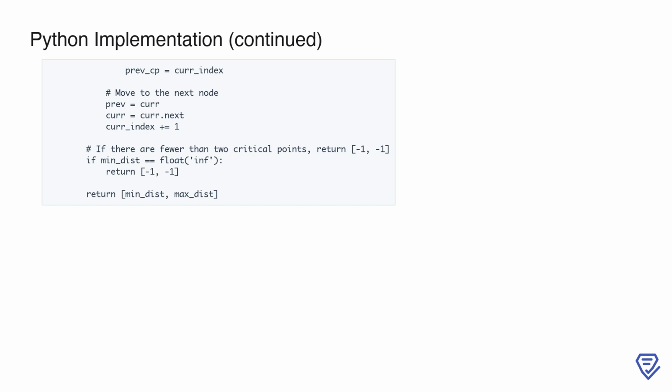After processing the current node, we move to the next node by updating previous to the current node, advancing cur to the next node in the list, and incrementing cur_index. The traversal continues until there are no more nodes or neighbors to check.